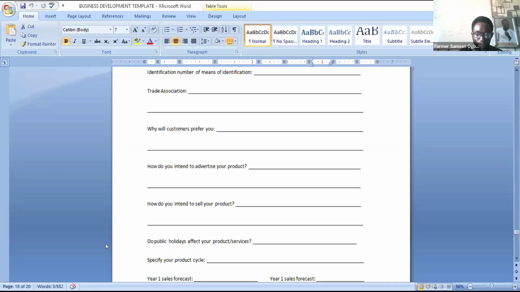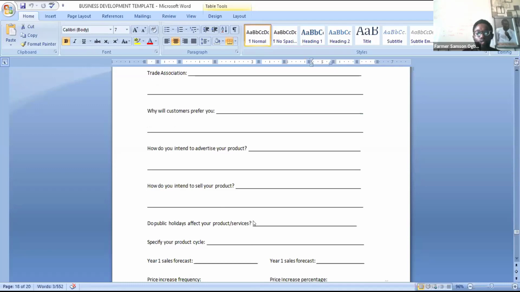Next is, how do you intend to sell your product? Very important. Are you selling and marketing by your own team? Is it online sales and delivery? Is it via a third party? Or do you have your own outlets? Or are you going to do it through indirect sales via distributors or agents or shops? Or are you exporting? I know some of us say we want to do export.